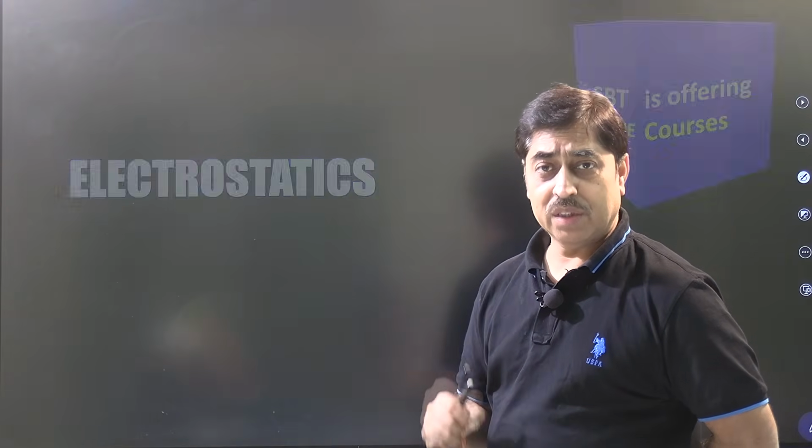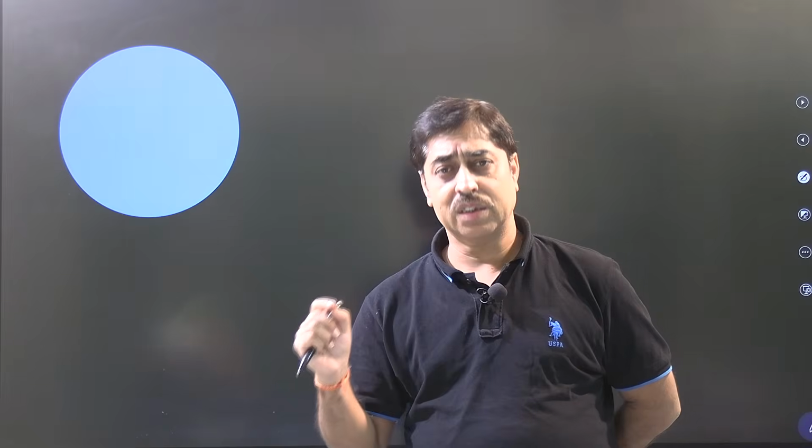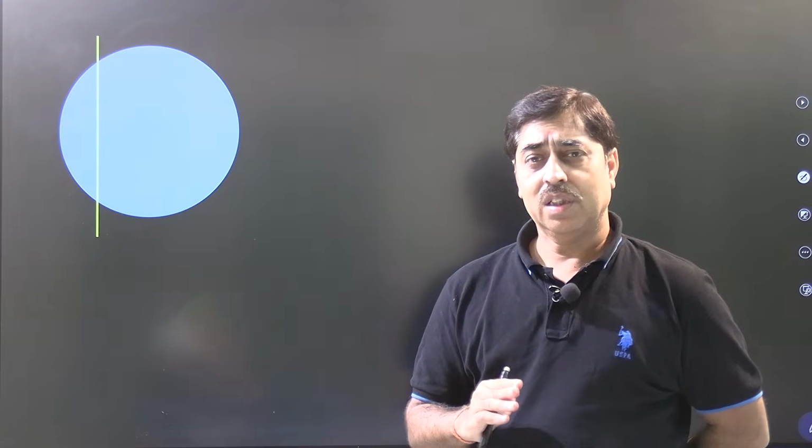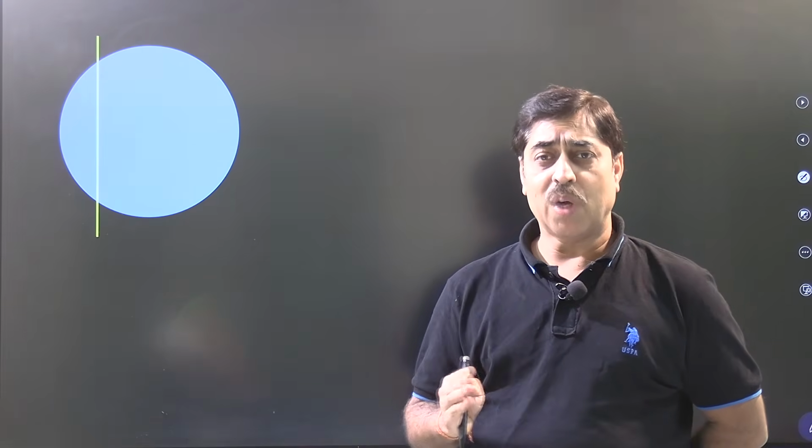Electrostatics पे बेस्ड ये question आपसे कहता है कि there is a metal sphere of given radius R. Now this metal sphere is sliced into two parts.